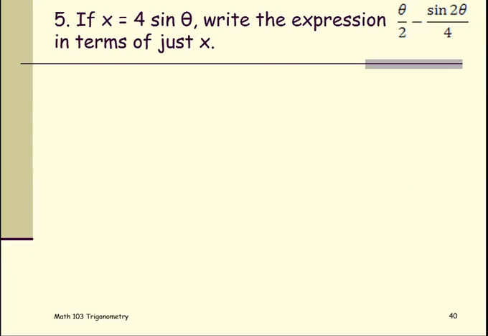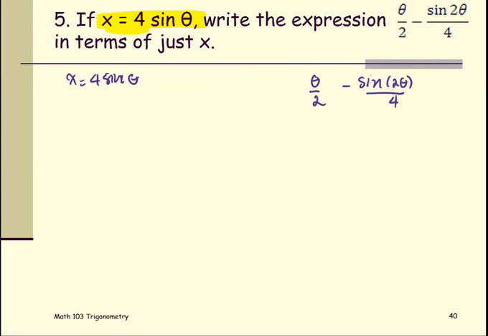For this problem, if x equals 4 times sine of theta, write the expression theta over 2 minus sine of double angle of theta divided by 4 in terms of just x. What we have here is x as 4 times sine of theta. Our goal is to write the expression theta over 2 minus sine of 2 theta divided by 4 in just terms of x.